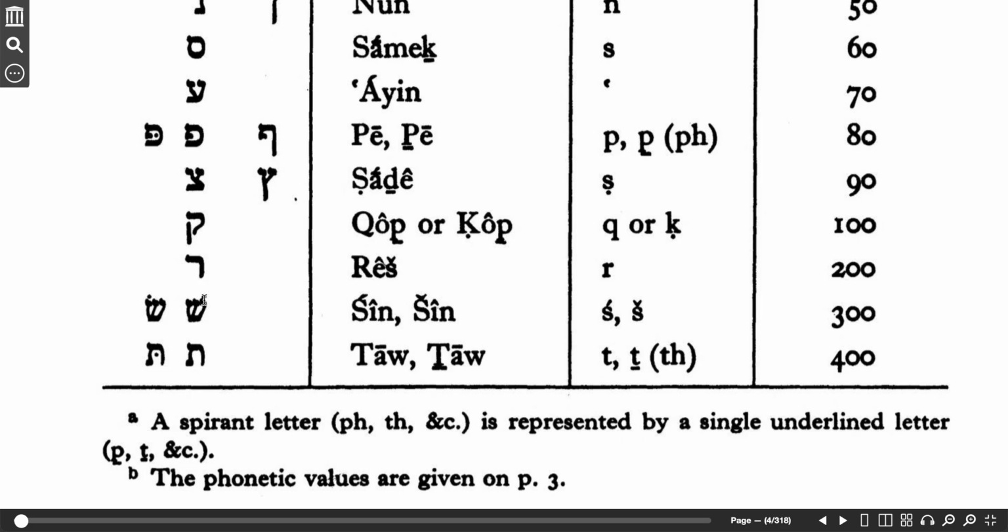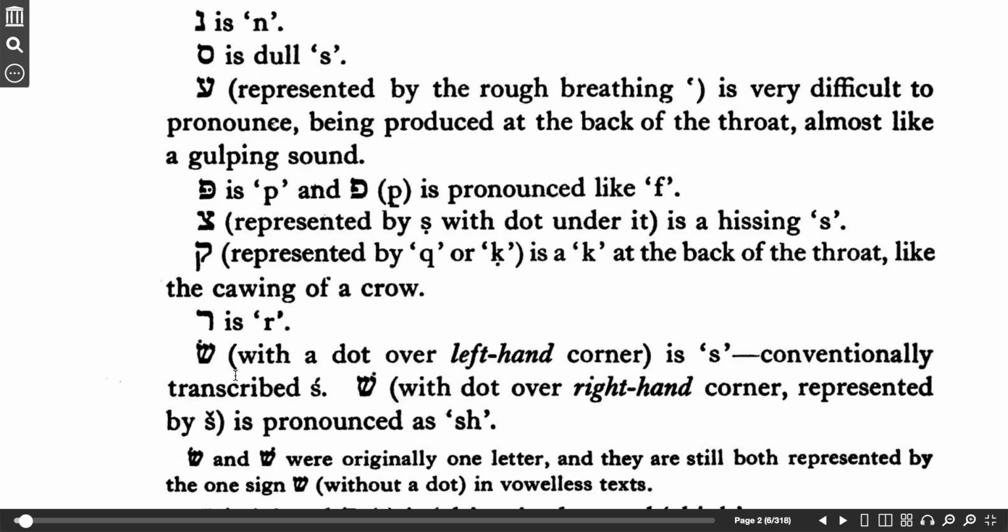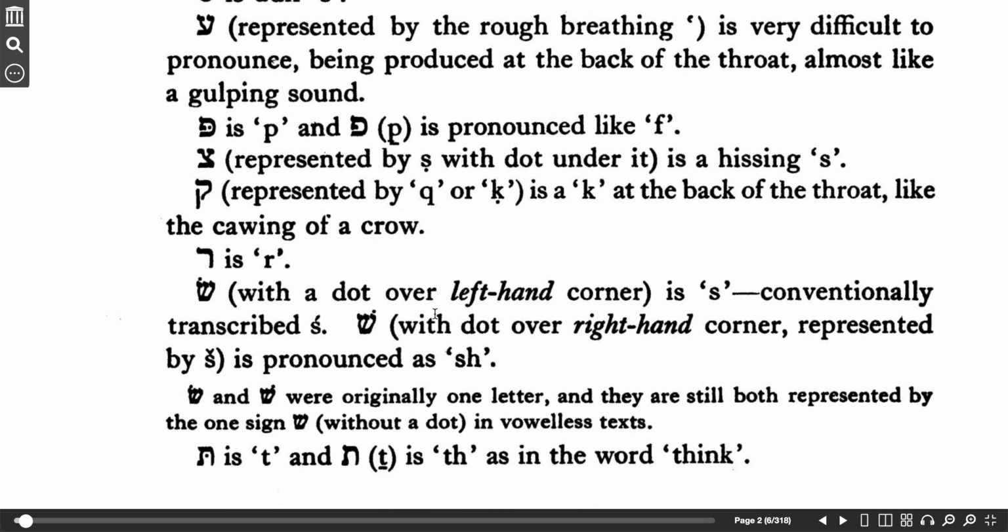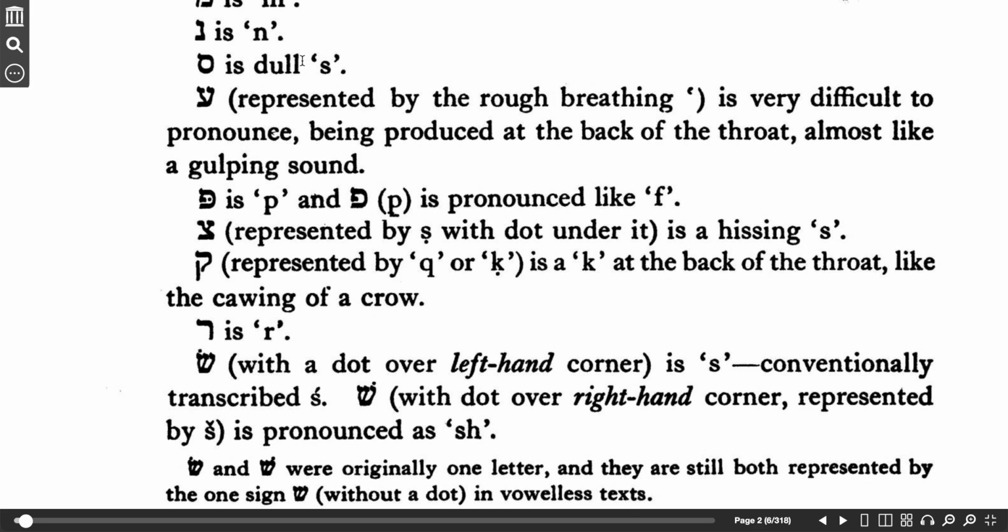When you have the dot on the right, it's sheen. Seen and sheen. So there's an added H value to that in terms of pronunciation. With the dot over the left-hand corner, it's a conventionally transcribed S. So we have three letters that have these S sounds, right? This would be your traditional S sound. Then we have the hissing S. Then we have the dull S.